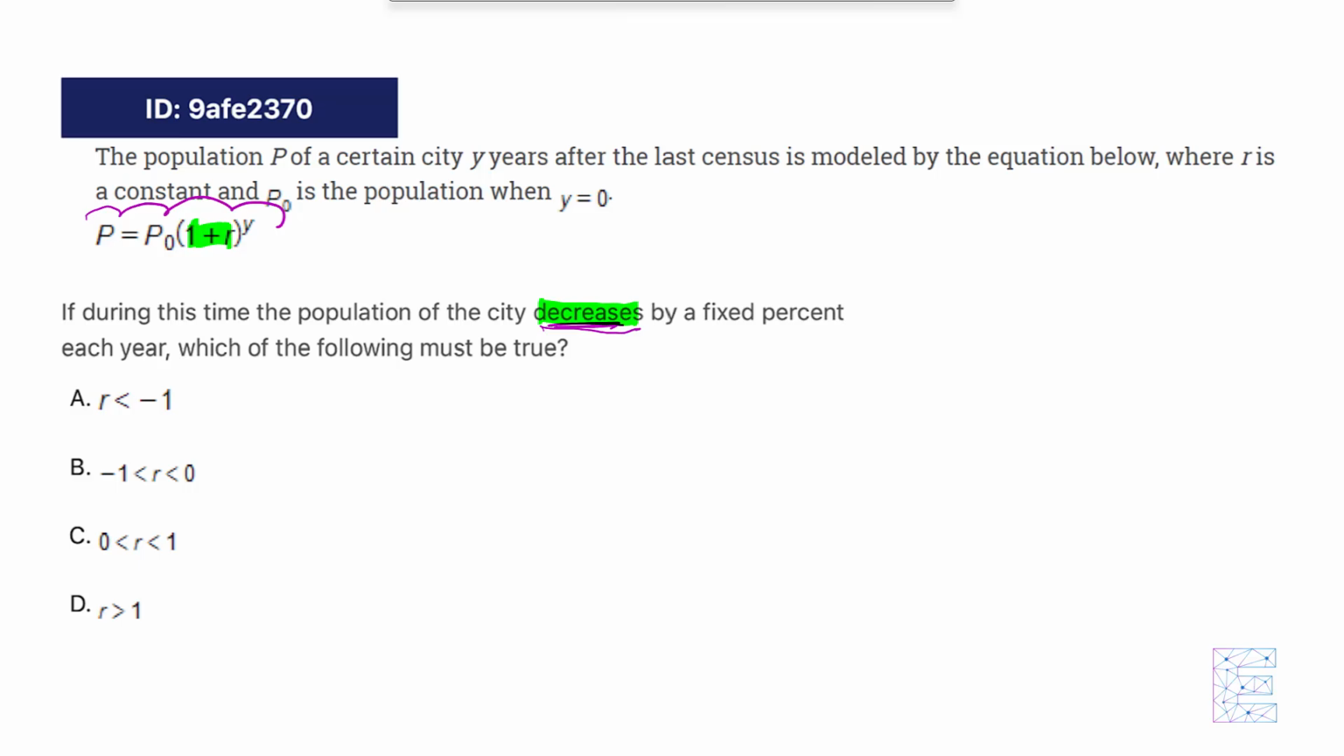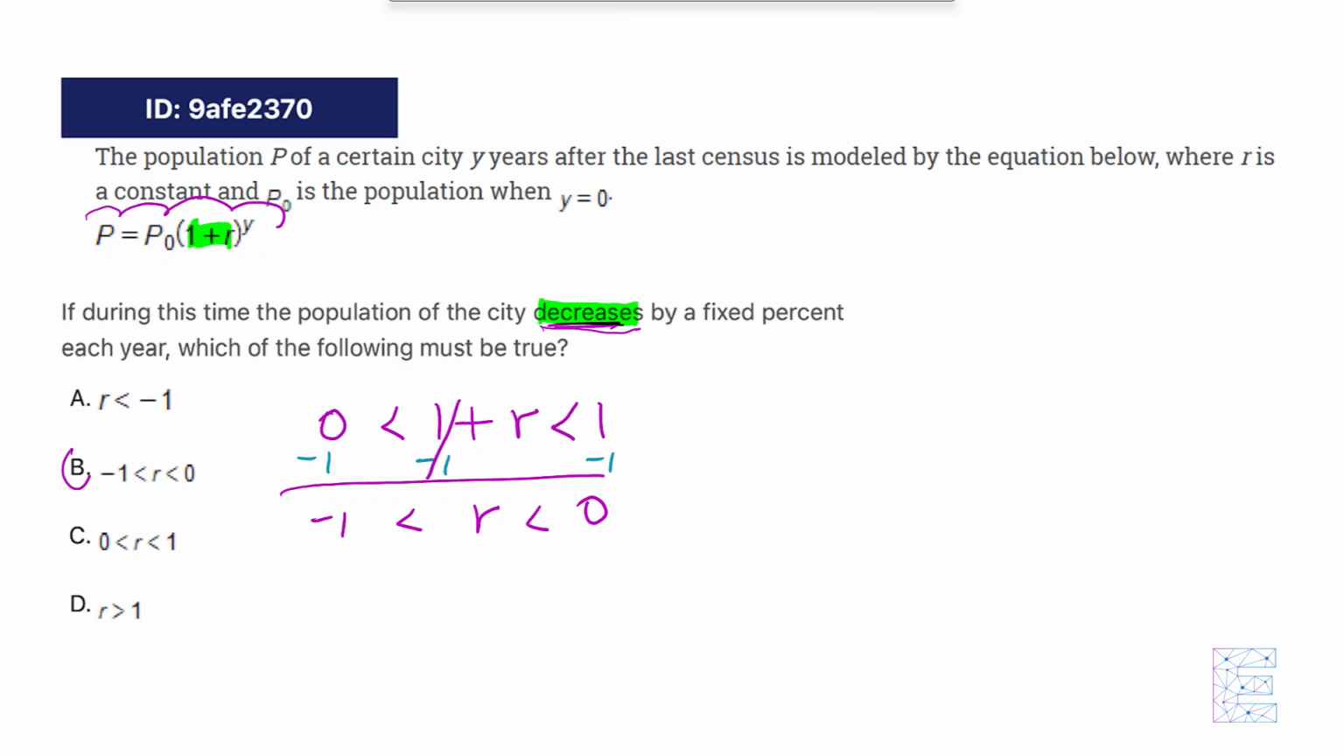So what does that mean? We can take what's inside of those parentheses, which is 1 plus r, and say if you have a decreasing function, 1 plus r must be between 0 and 1 by law. So our goal is simply to solve for r. So we're going to subtract 1 from everything. And on the left side, you'll see we have a negative 1. In the middle, we have an r, and on the right side, we have a 0. So the answer has got to be B.